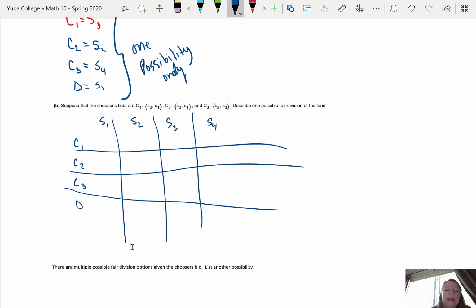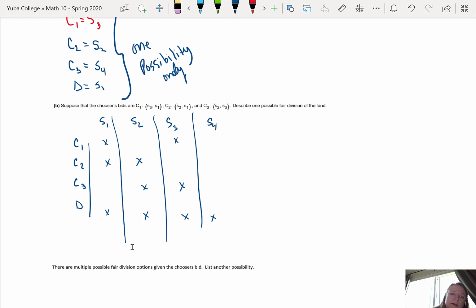Chooser 1 feels that S sub 3 is fair and S sub 1. And we find chooser 2, they believe S sub 2 and S sub 1. Chooser 3 is S sub 2, S sub 3. And so let's go through and figure out if we can find the fair share.